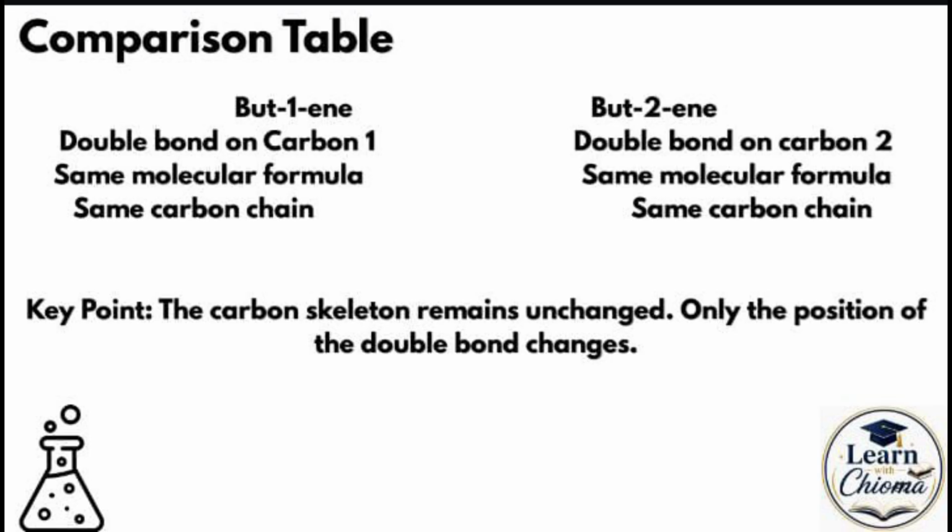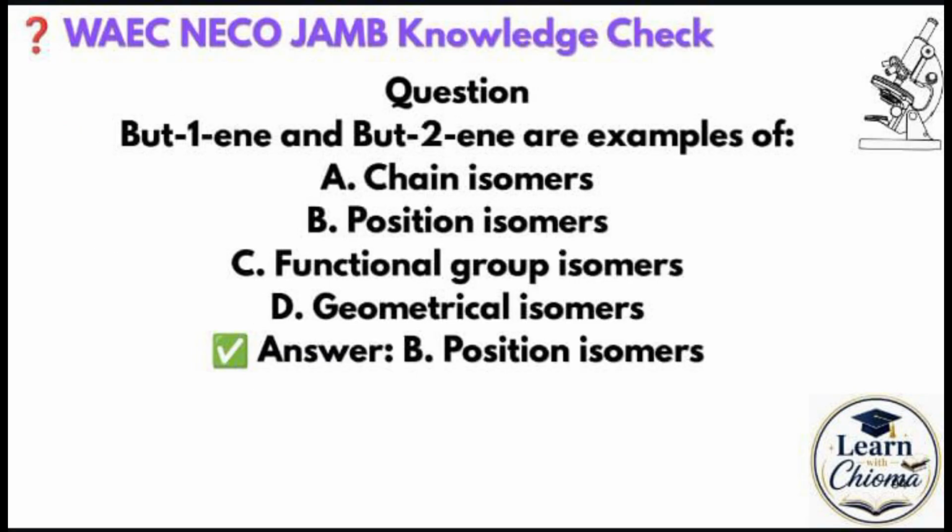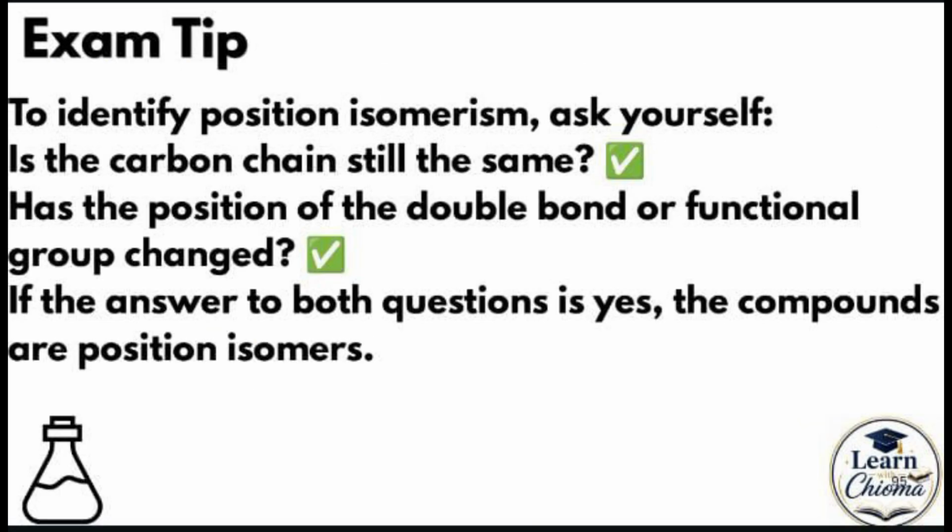We've seen how changing the carbon chain gives chain isomers, and how changing the position of a bond gives position isomers. But what happens when the functional group itself changes while the molecular formula remains the same? Let's explore functional group isomerism.